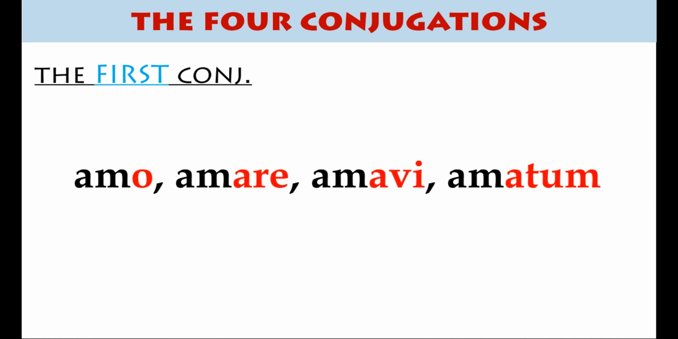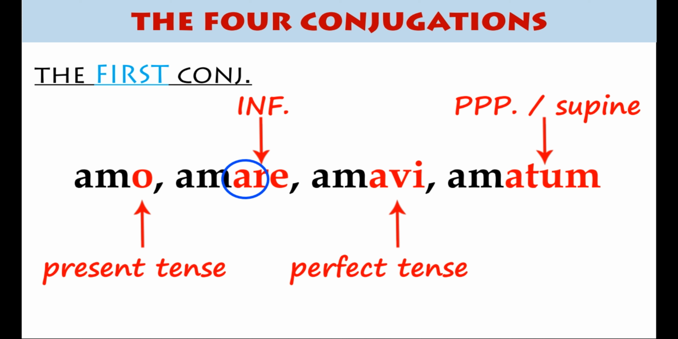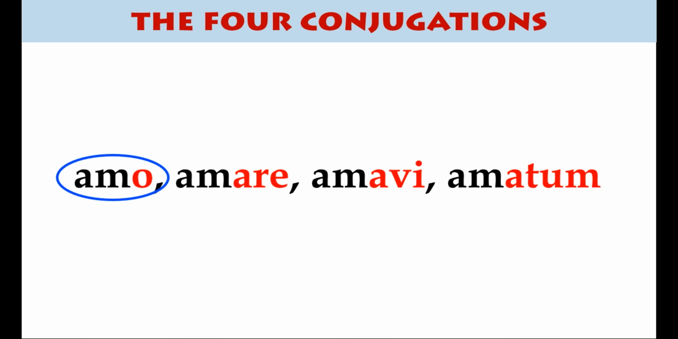So let's begin with the first group, the first conjugation, and obviously when you first see it in a dictionary, you see it in these 4 parts: amo, amare, amavi and amatum, and I'm sure you're aware of how those work. You've got the present tense, the infinitive, and that always gives you the clue as to which conjugation it's in, the perfect tense, and the PPP or the supine. And let's just look down the present tense first.